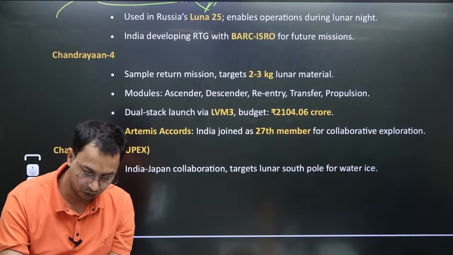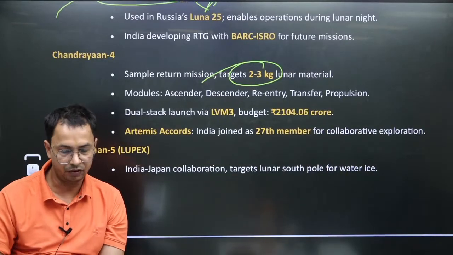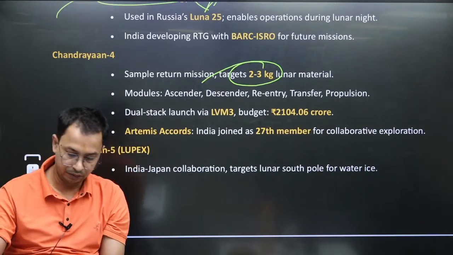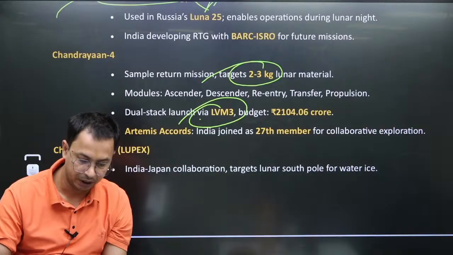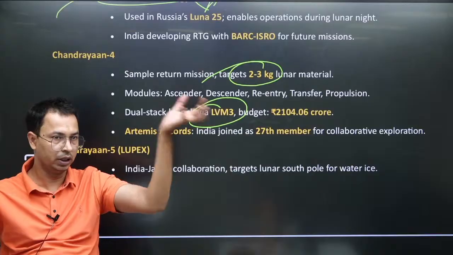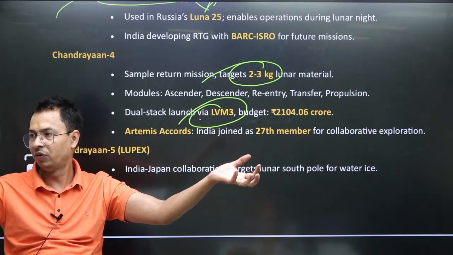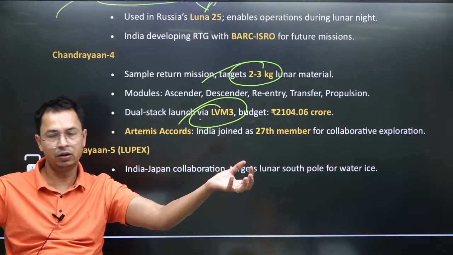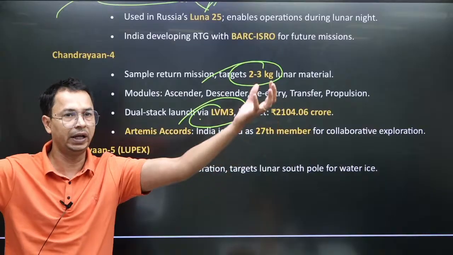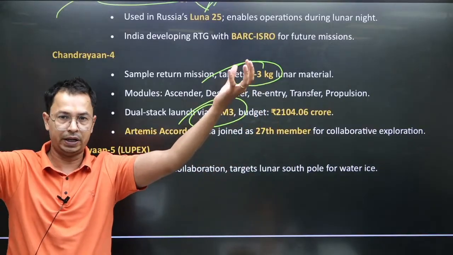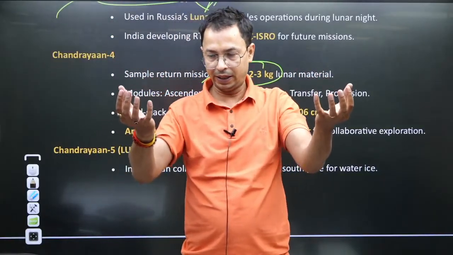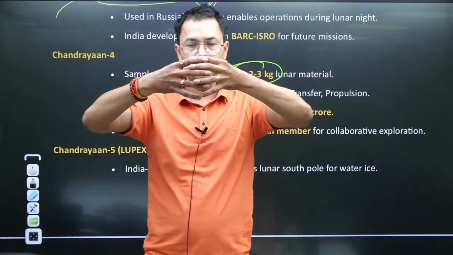Then we have Chandrayaan 4. Our target is to bring back 2 to 3 kg of sample from the moon to Earth, and we will launch Chandrayaan 4 using the LVM-3, and there will be 2 stacks. In one stack, we will have the ascender module and descender module. In another stack, we will have the propulsion module, the transfer module, and the re-entry module. These 2 stacks will be launched from different LVM-3 rockets, and will be docked in space.